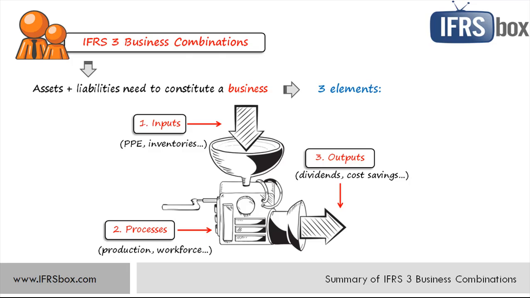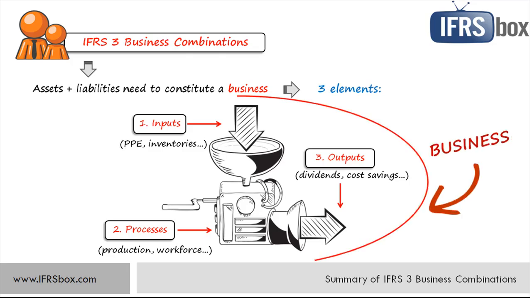If all three elements are present, then an investor acquired a business and needs to apply IFRS 3 for business combinations. Otherwise, the investor might acquire just assets and apply its own processes. In such a case, the investor does not account in line with IFRS 3, but in line with some other standard applicable for the acquired assets.